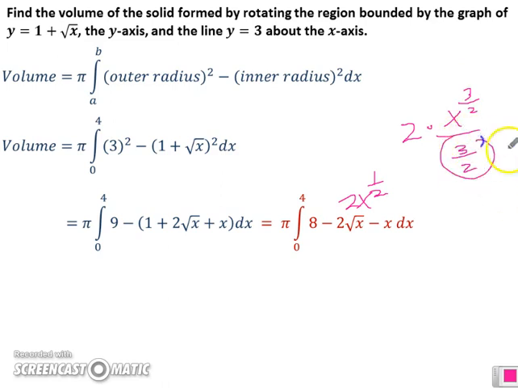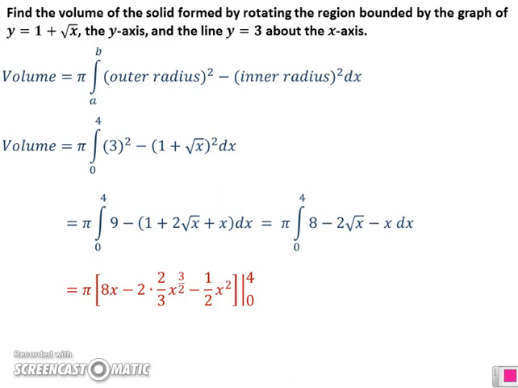Or if you remember, you're just going to multiply by the reciprocal. So it'll be 2 times 2/3 here. You're going to end up with 4/3 on this one. 2 times 2/3. So this is 8x. This is going to be x to the 3/2 times 2/3 times this 2. And then this is x squared over 2. Simplify that, and then plug in your 4. Zero makes it all go away.